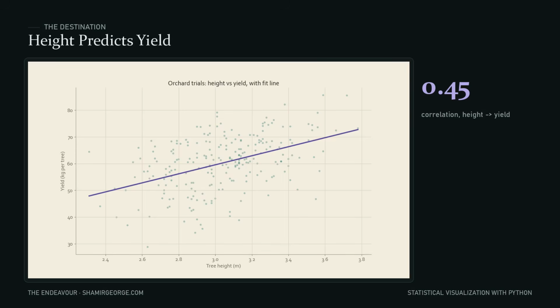240 trees, one simple question: does a taller tree grow more fruit? Plot height against yield, and a cloud appears, noisy but leaning upward. Draw one straight line through that cloud with np.polyfit, and there it is. The whole orchard reduces to a single number, roughly 17 kilograms of extra yield for every added meter of height. That line is today's entire lesson.